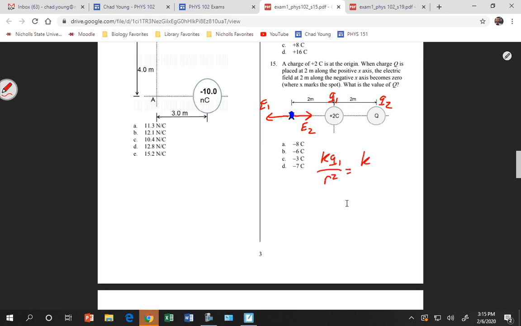And I know that these 2 vectors have to be the same. So I have KQ1 over R squared, KQ2 over R squared. I can cancel out my Ks. I could put in some numbers. I have 2 coulombs over 2 meters squared equals Q over 4 meters squared. So that's 32 divided by 4. Is that right? 32 divided by 4. That's not right.